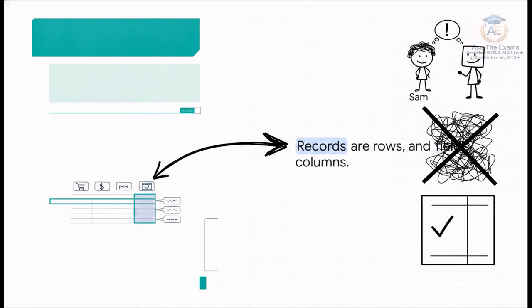Think of this as laying the concrete for a skyscraper. So, the golden rule right here. A single table database is fundamentally made up of records, which are the horizontal rows, and fields, which are the vertical columns. I know, it sounds super basic, right? But under exam pressure, students like Sam mix these up all the time.